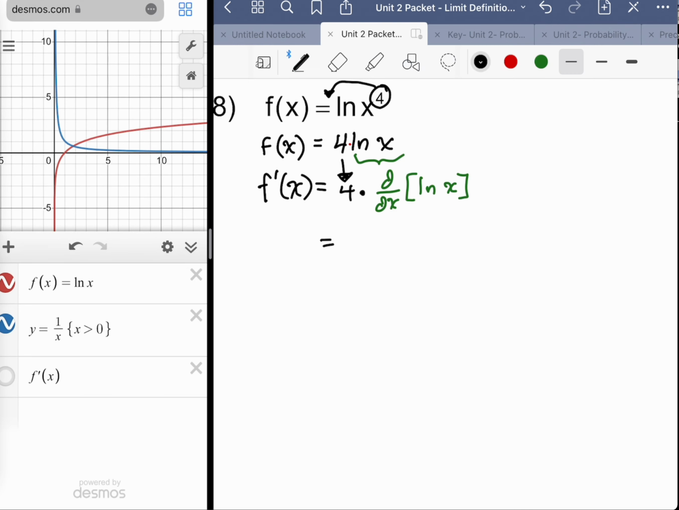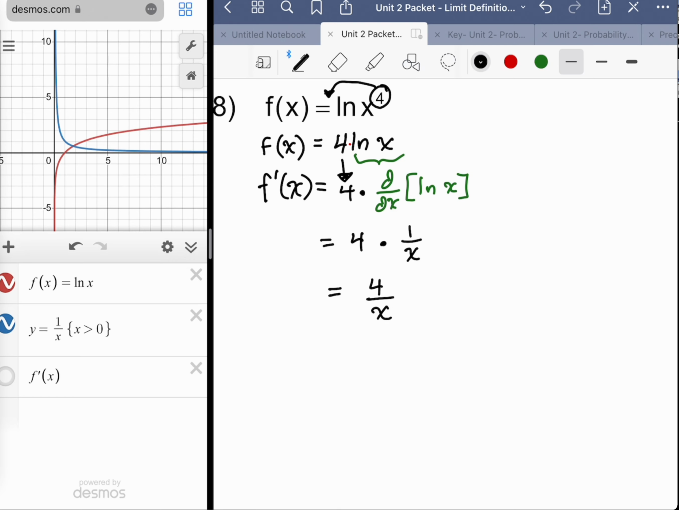And this is an intermediate step, the green stuff that I wrote here, that you wouldn't have to write. I'm just doing it for note-taking purposes, or just so you understand where the next step is coming from. But the derivative with respect to x of the natural log of x, we now know is 1 over x, multiplied by that constant multiple of 4 would give us 4 over x.